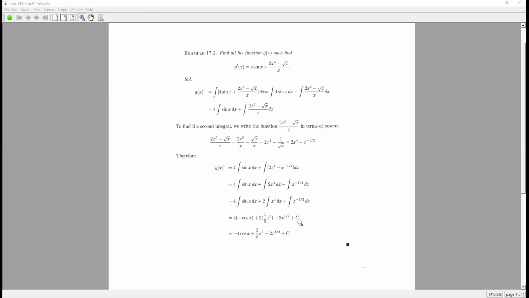Okay. Now simplify this, then we get the answer. This is all the functions g that satisfy this equation, where c is arbitrary. So this function is essentially many functions.